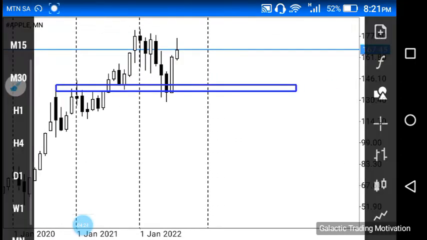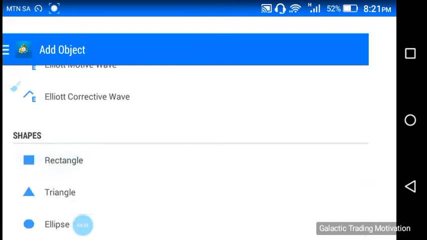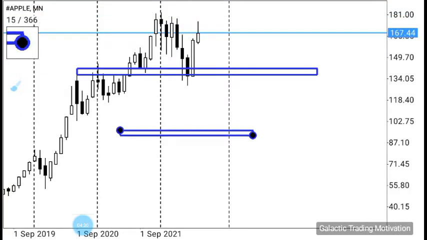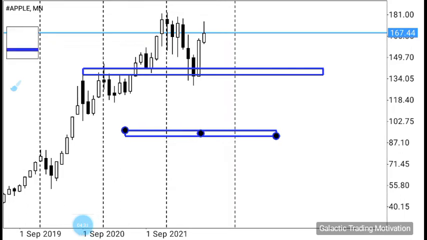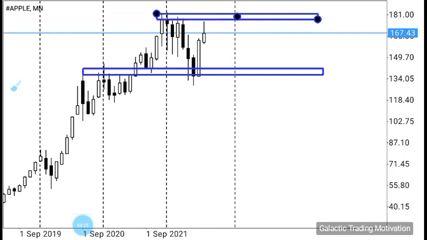In fact, I'm just going to mark that very strong level of resistance as well, because it is also very much important, and I do not want us to forget about it. Let's see. So here we go. There we go.